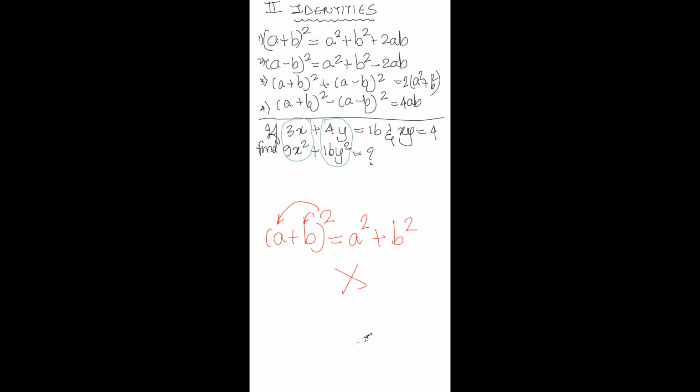A plus B the whole square, you know that behind it 2ab also comes. Check formula number 1 which I have written on the screen. A plus b the whole square is not a square plus b square. Behind it plus 2ab also comes. Come on, there are so many students who have actually got the answer also.